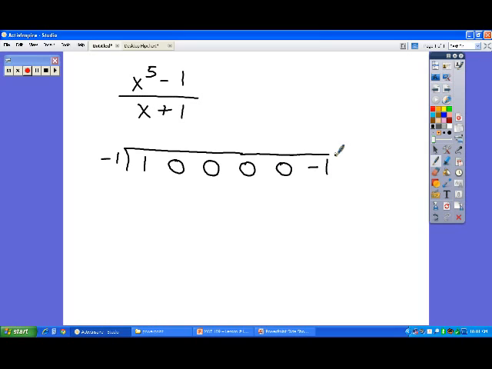This is the x to the fifth term. This is the x to the fourth column. This is the x cubed column. This is the x squared column. That's the x column, and that's the constant column. You need every one of those columns. When you're missing that power, you must put a 0 in that column. Otherwise, your answer is wrong. C for constant, yeah.